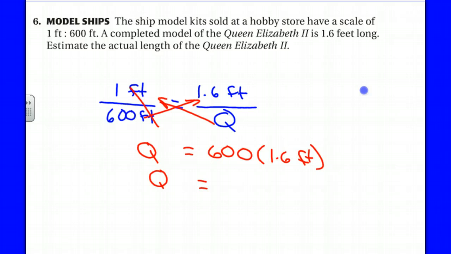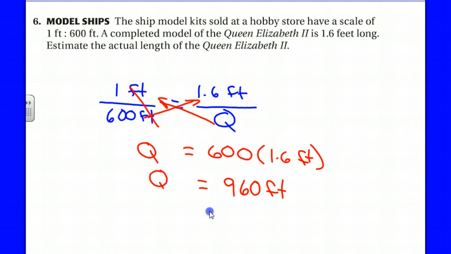Have you worked it out? Anthony? Anyone else get that? 960? Good job. 960 feet. Okay, so does this seem reasonable to you? Yes. If 1 foot in the model equals 600 feet in the real ship, then a 1.6 foot model is going to be longer than 600 feet. It's going to be 960 feet. So this makes sense. That seems reasonable.